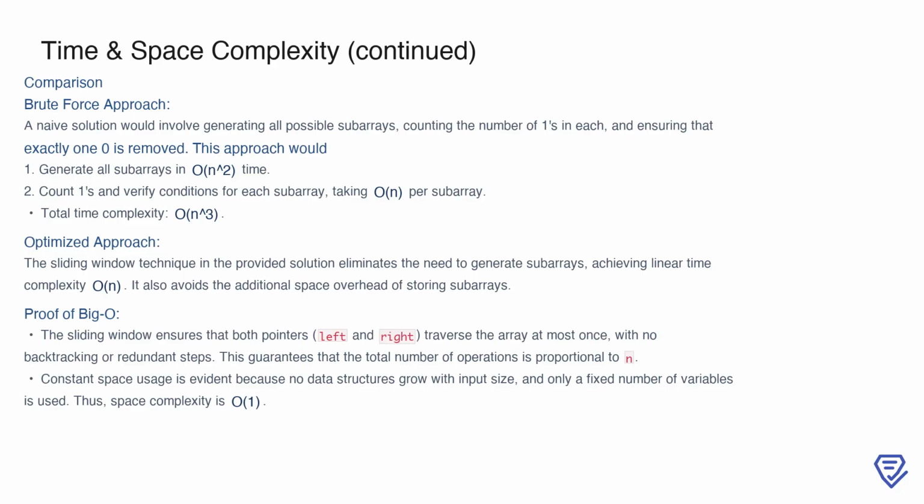In contrast, the optimized sliding window method avoids generating subarrays entirely. By using two pointers to maintain a dynamic window and track the required conditions, it achieves a linear time complexity of O(n). Additionally, this approach avoids any extra space overhead required for storing temporary subarrays. The sliding window ensures both pointers traverse the array at most once. There's no backtracking or redundant steps, which reinforces that the total number of operations is proportional to the size of the input, n. Furthermore, the constant number of variables used guarantees an extra space complexity of O(1).